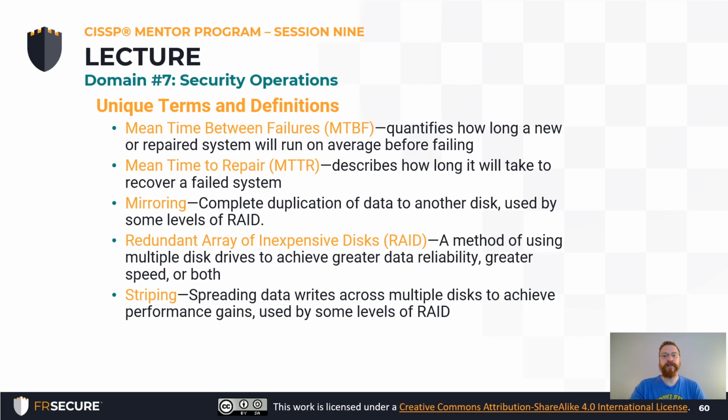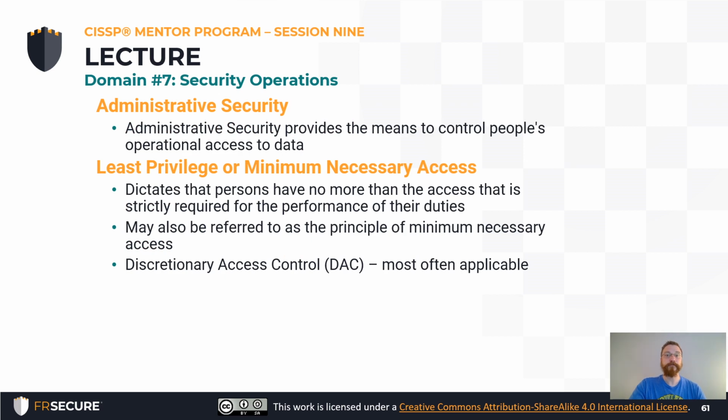Mirroring, so we'll go through this, but it's part of a RAID, redundant array of inexpensive disks. And then striping is another form of RAID. We're going to go through all of these in a lot more detail, but you will need to know what those mean. All right, administrative security.